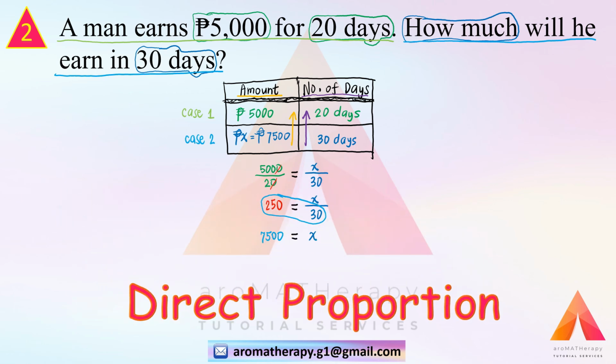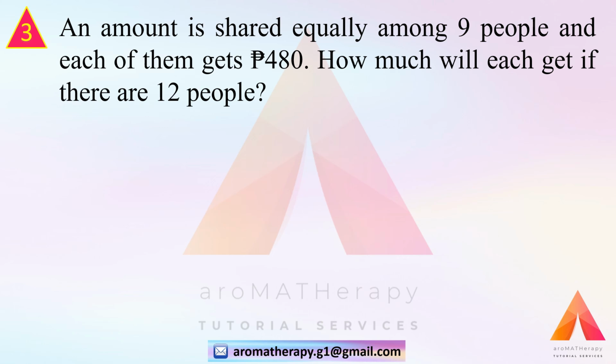As the first quantity increases, the second quantity also increases. Or you can also say, as the first quantity decreases, the second quantity also decreases. But in our given problem, we are given increasing quantities, okay? Okay, let's move on to example number 3.